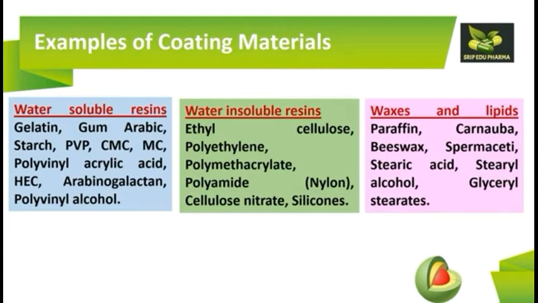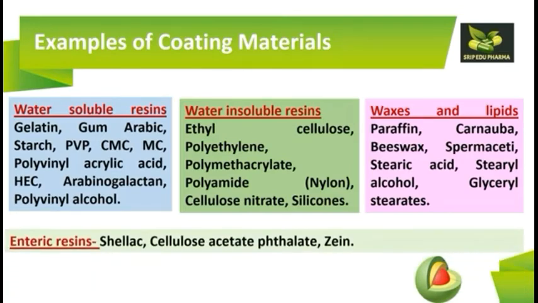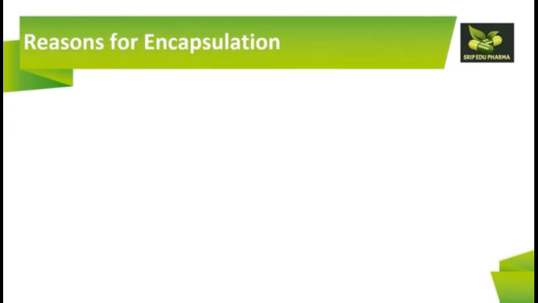So the next one is waxes and lipids. The waxes and lipids are paraffin, carnauba wax, stearic acid, spermaceti, stearyl alcohol, and also beeswax and glyceryl monostearate. These are the waxes and lipids. So next one is enteric resins. The enteric resins are shellac, cellulose acetate phthalate, and zein.